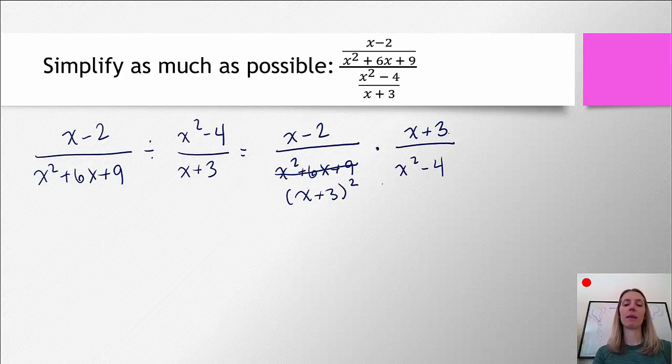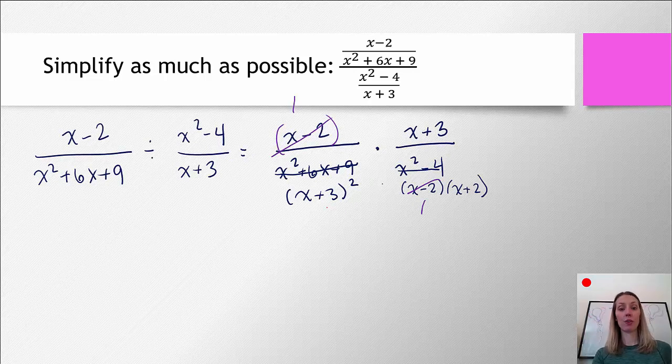X plus 3 can't be factored. X squared minus 4, that's a difference of squares, so that's going to factor into x minus 2 times x plus 2. Now that I have everything factored, I'm ready to look for common factors. Oh look, here's a factor of x minus 2 in the numerator. I see one there, I see one down here. And I have 2 factors of x plus 3 in the denominator, but only 1 in the numerator.